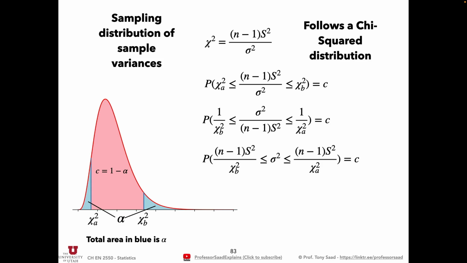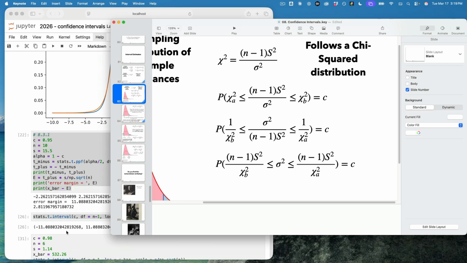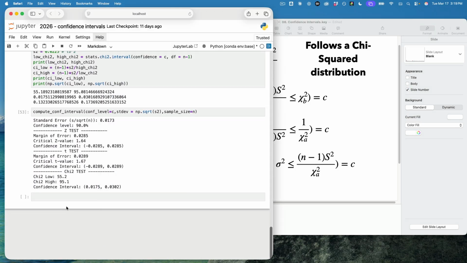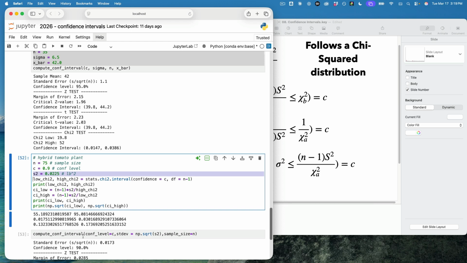Yes? In the code that you did, S2 for the code is the standard deviation, or is it the square of the standard deviation? What do you think? I think it's the standard deviation. Okay, it's a square. It's the variance. That's why I called it S2.